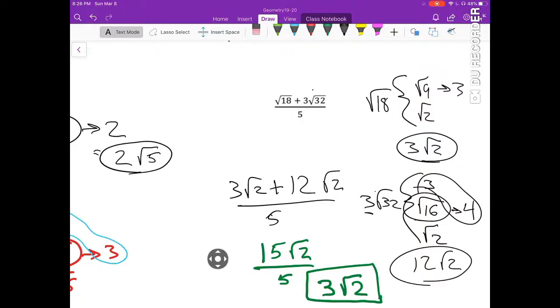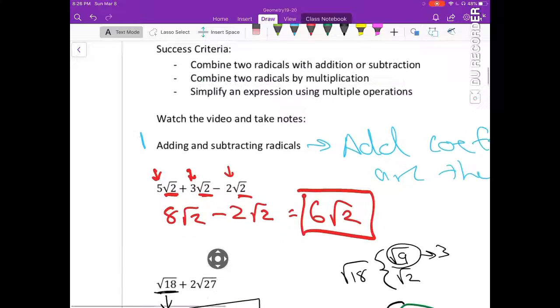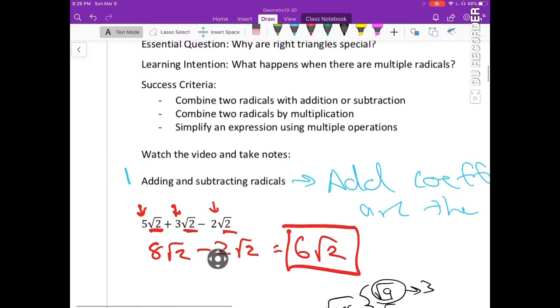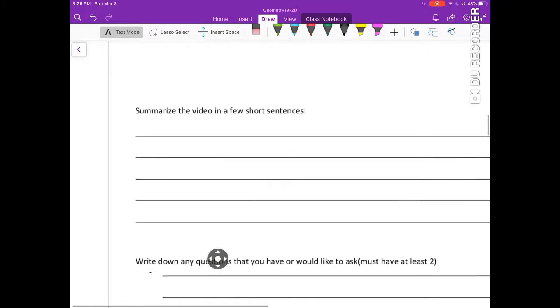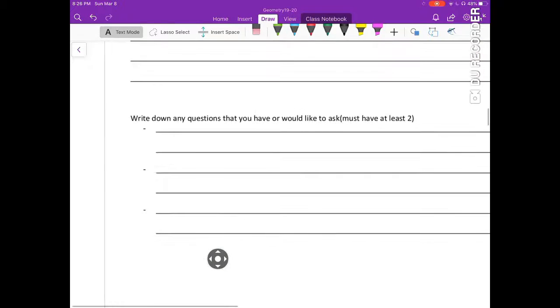The most important, again, is always go back to your success criteria and check just exactly what you need to know. You need to be able to do addition and subtraction, you need to be able to do multiplication, and then you need to be able to use multiple operations all at once. So those are kind of the 3 things that we have to hit on when we go through these examples. So again, any new vocabulary words, please list, summarize the video, and write down any questions that you have. And again, get through the practice questions, ask me if you need some help, and then you're ready to take the second mastery check.